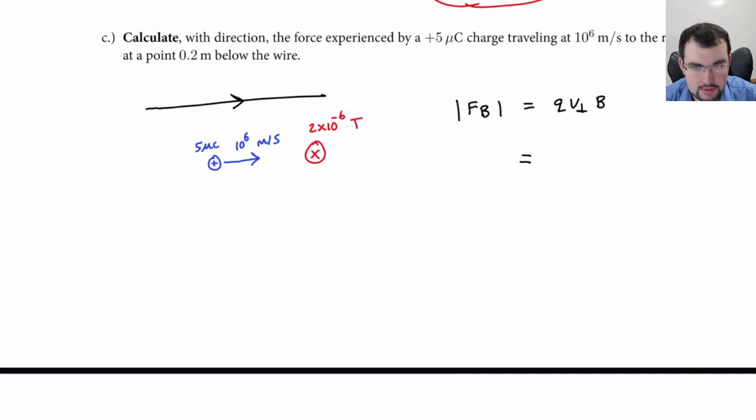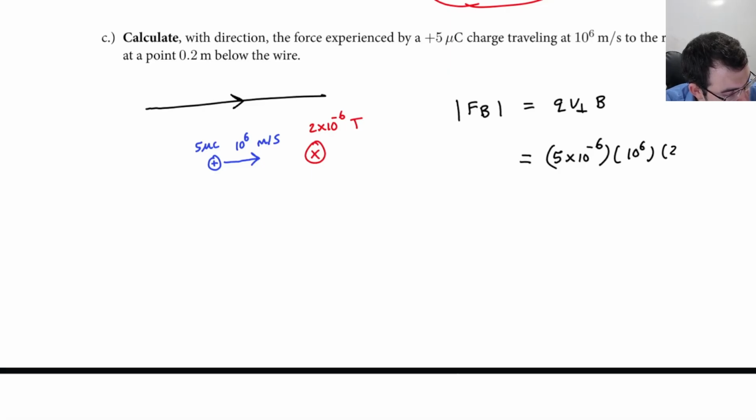No issues here. Q is 5 microcoulombs. V is 10 to the 6th. And B is 2 times 10 to the minus 6. So if we do that, the magnitude of the magnetic force is going to be, well, these cancel. So we get 1 times 10 to the minus fifth. So we get 10 to the negative fifth newtons.